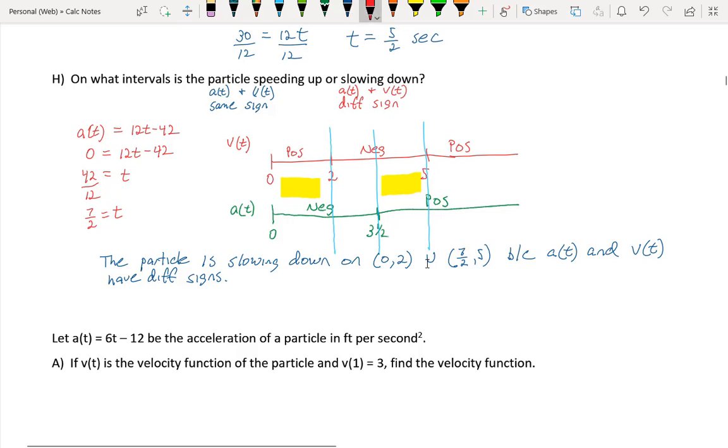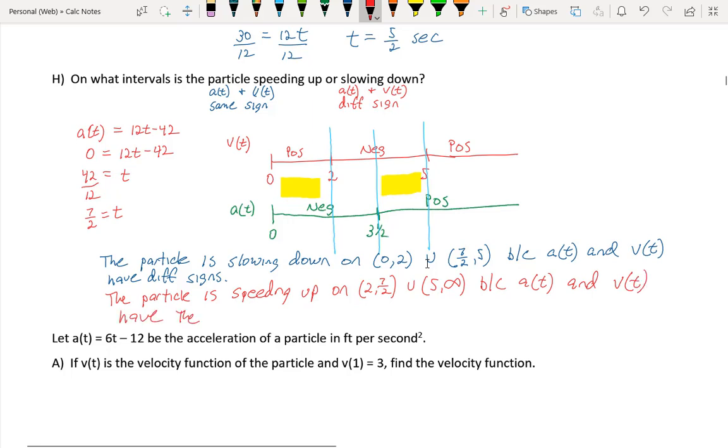All right? And then I need to mention that the particle is speeding up on the intervals from 2 to 7/2 and 5 to infinity, because a of t and v of t have the same sign. All right?